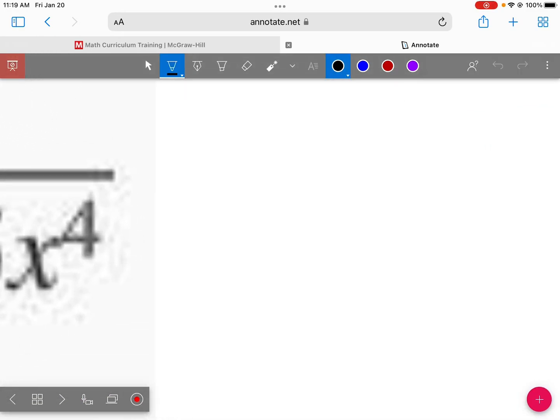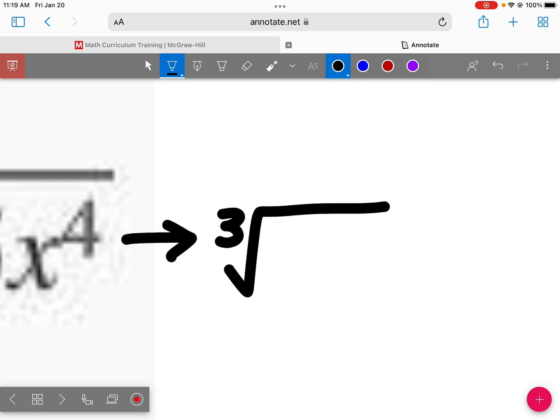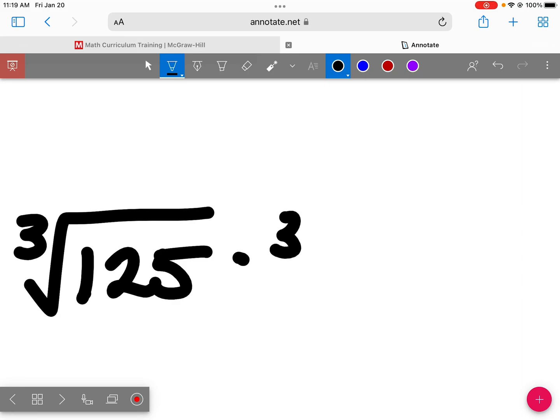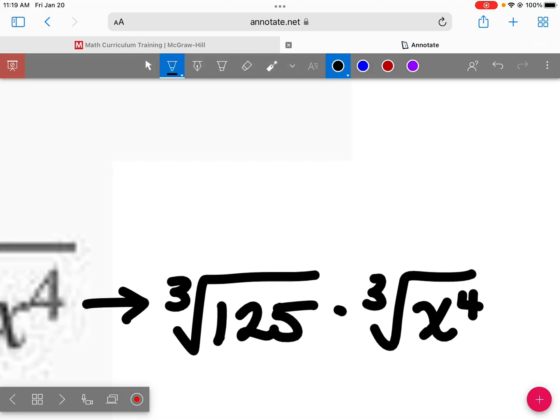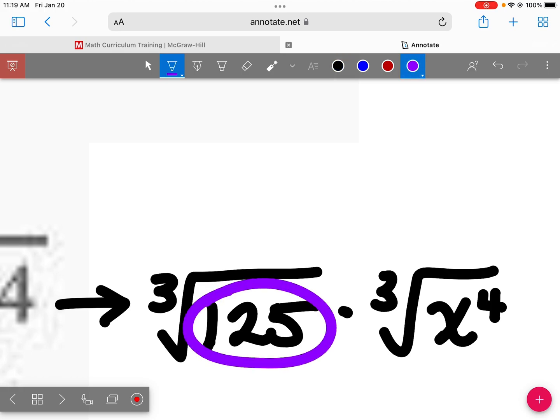First thing we want to do, or first thing I always do, is split apart the number from the variable. So we're going to do the cubed root of 125 times the cubed root of x to the fourth. How can I break apart 125? 5 times 25.